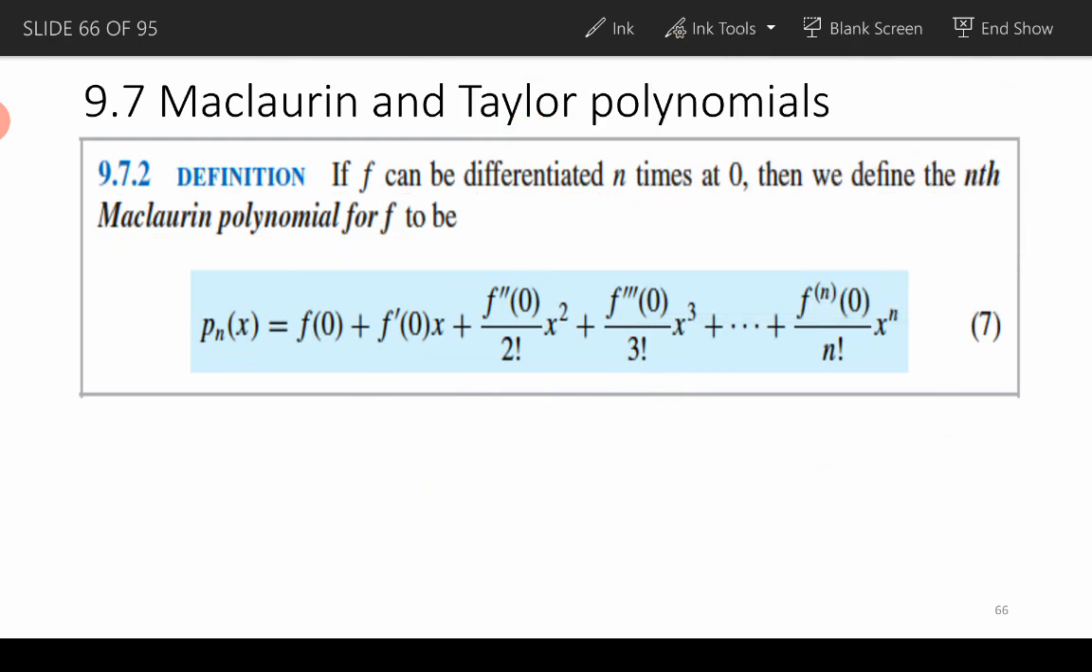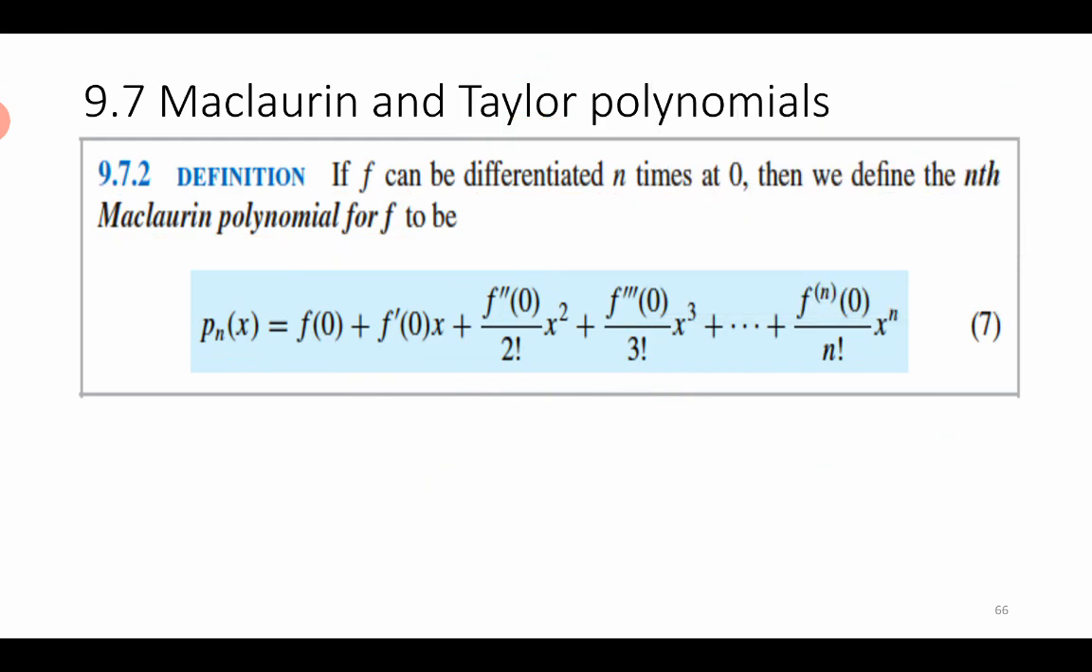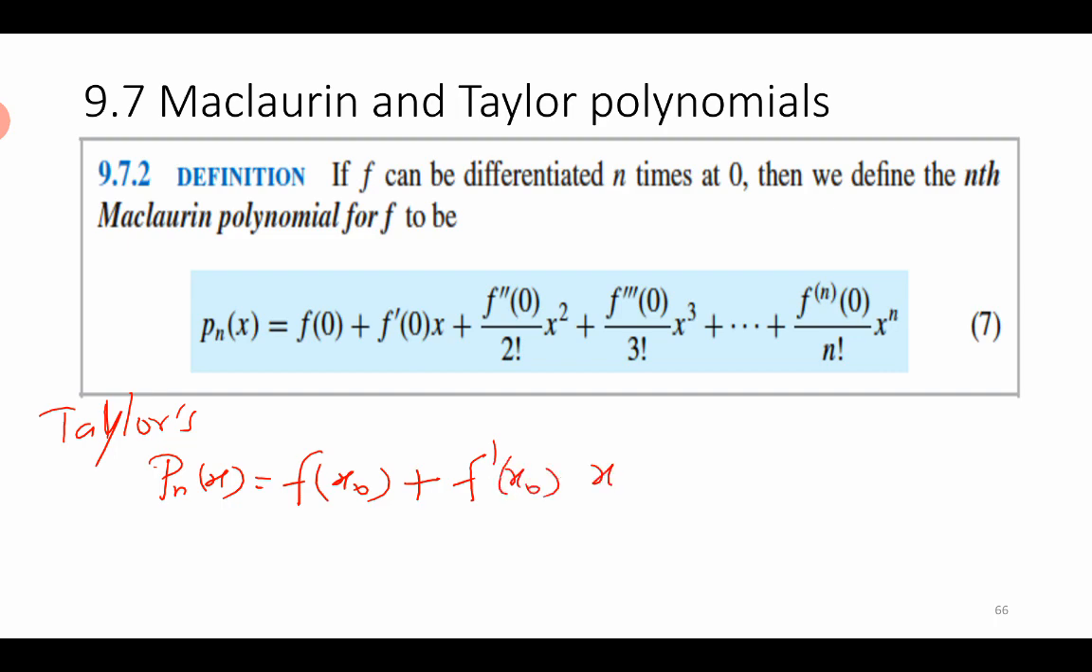So how do you write the Taylor polynomial of degree n? P n of x for the Taylor polynomial can be written as f of x0. This x0 is not 0 for the Taylor polynomial, right? Second term, f dash of x0 times x minus x0, divided by 1 factorial. Actually here it is 0 factorial for the first term, and 0 factorial is also 1.